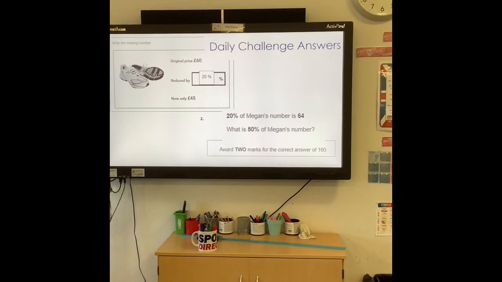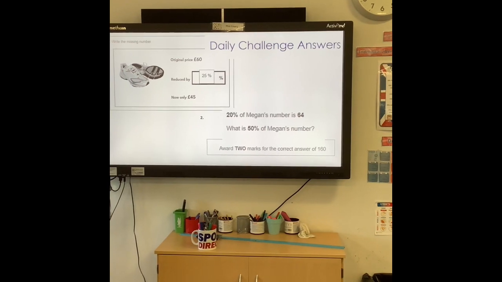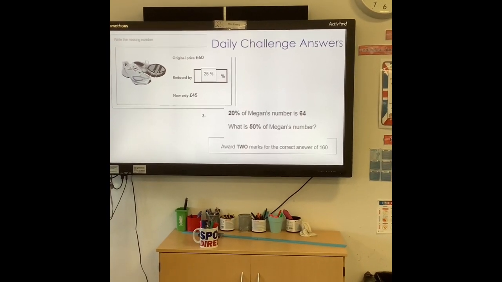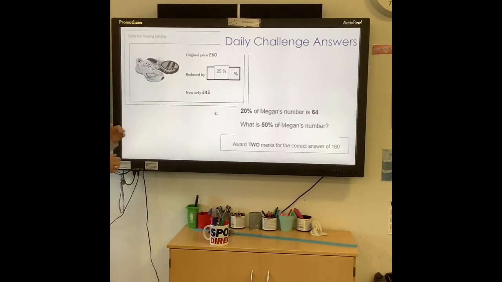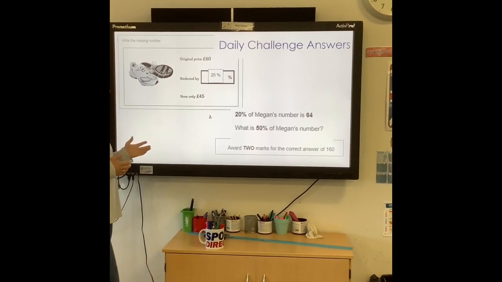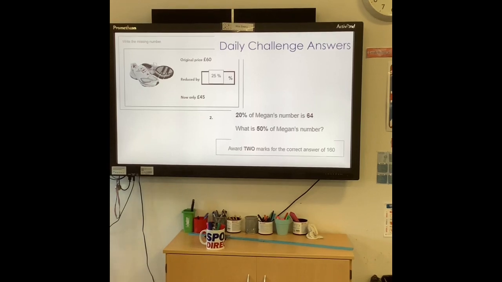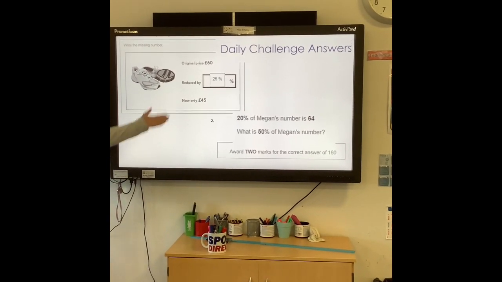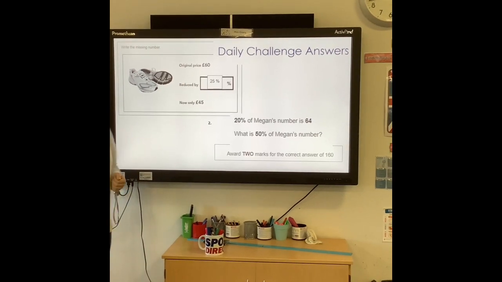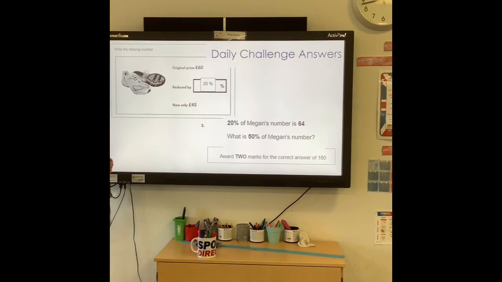Because if we think about 60, if we half 60, we get 30, and if we half 30, we get 15. Now that tells us that £15 is a quarter of 60. And if we remember that a quarter is the same as 25%, we found our answer. So very well done if you got that right.